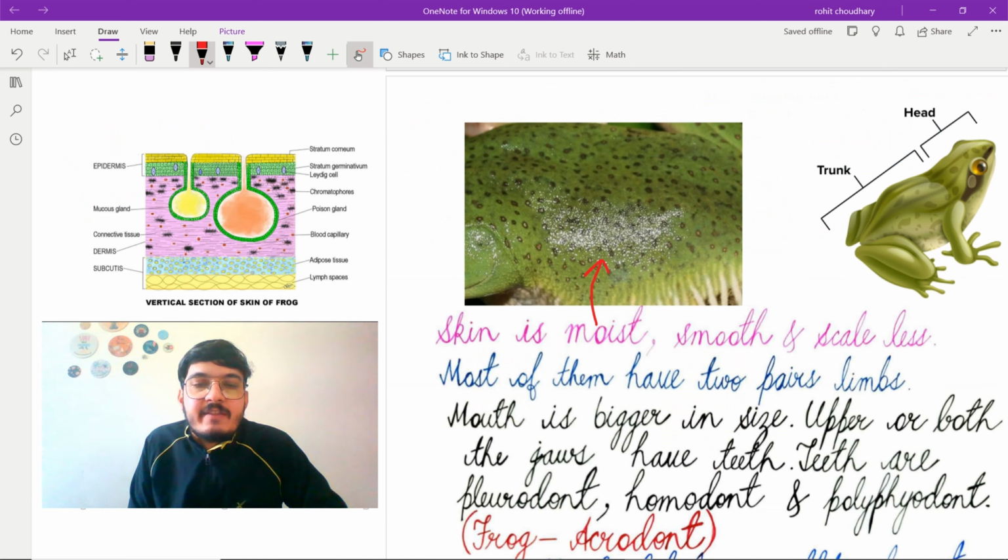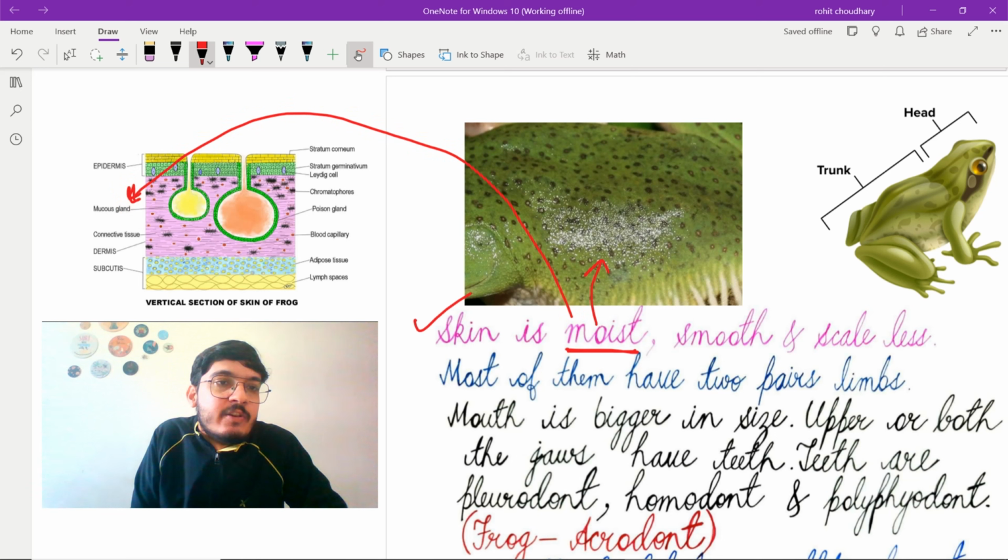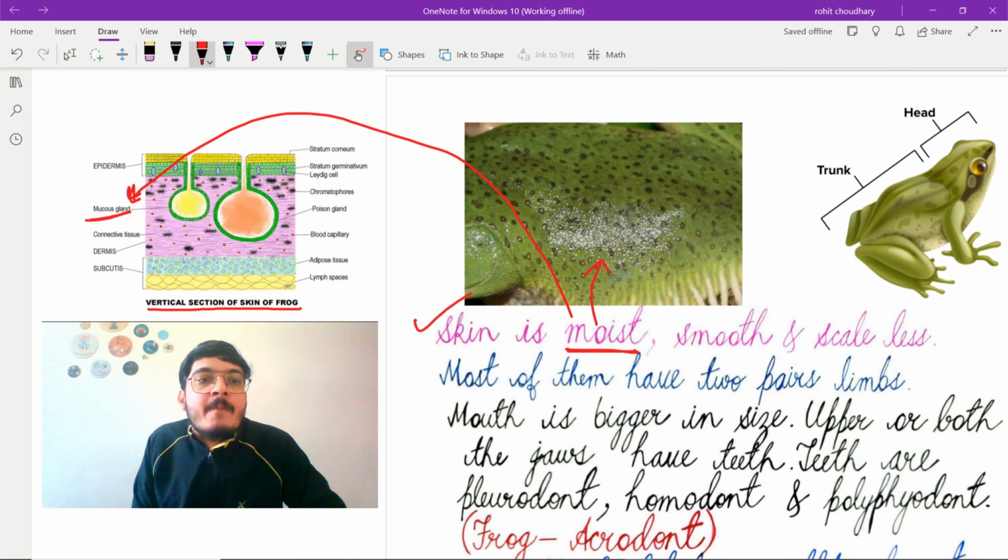The next characteristic feature is that the skin is moist. Why is the skin moist? As we can see in this picture, the skin of the frog is moist due to the presence of numerous mucus glands in the skin. As we can see in the vertical section of the skin of a frog, the mucus glands help in the moistening of the skin. And most of these organisms respire through moist skin. That's why they have cutaneous respiration.